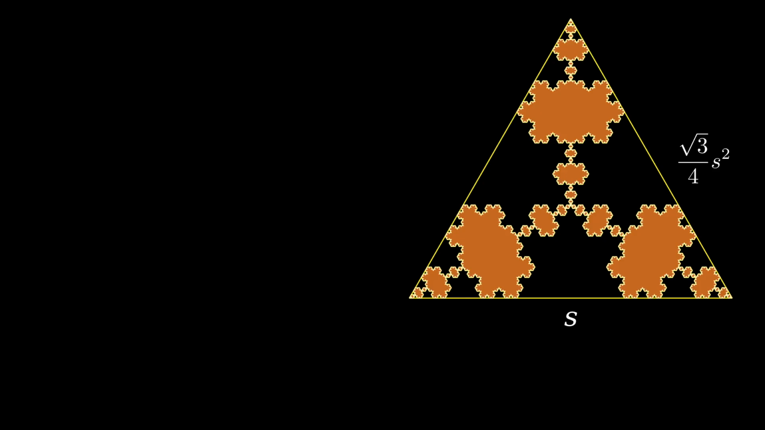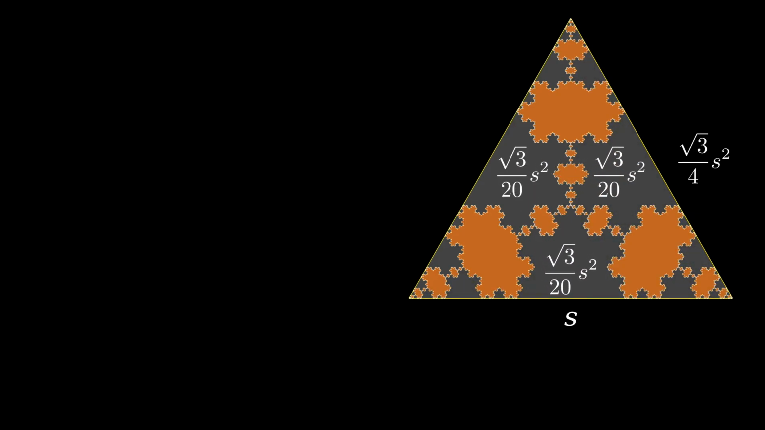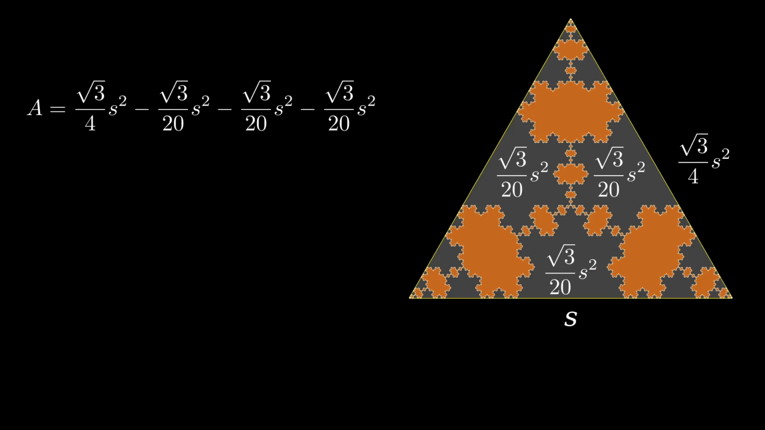As with the snowflake, the area bounded by each Koch curve and the side of the triangle is root 3 divided by 20 times s squared. To get the area of the anti-snowflake, this time we must subtract the areas bounded by the Koch curve from the area of the triangle.